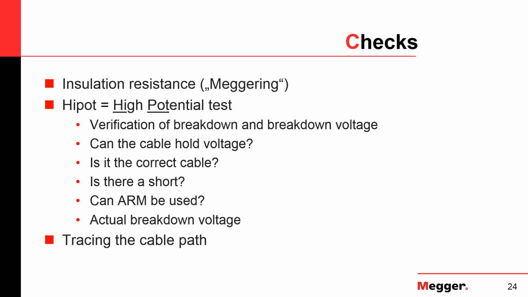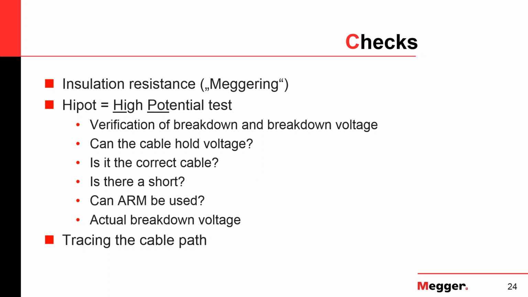So then you can do what a lot of people refer to as a high pot test, but it's not like a classical high pot test. Before I came to Megger, I worked at a high power lab, and so a high pot has different meanings in different worlds. So here we're talking about a verification test for breakdown and to determine the breakdown voltage. It's not a withstand test, it's not a pressure test. So what can we find out? Can the cable hold voltage? If not, then you're probably on the correct cable, or at least you are on a faulted cable. Then you can see, is there a short? How do you see this with that kind of test?